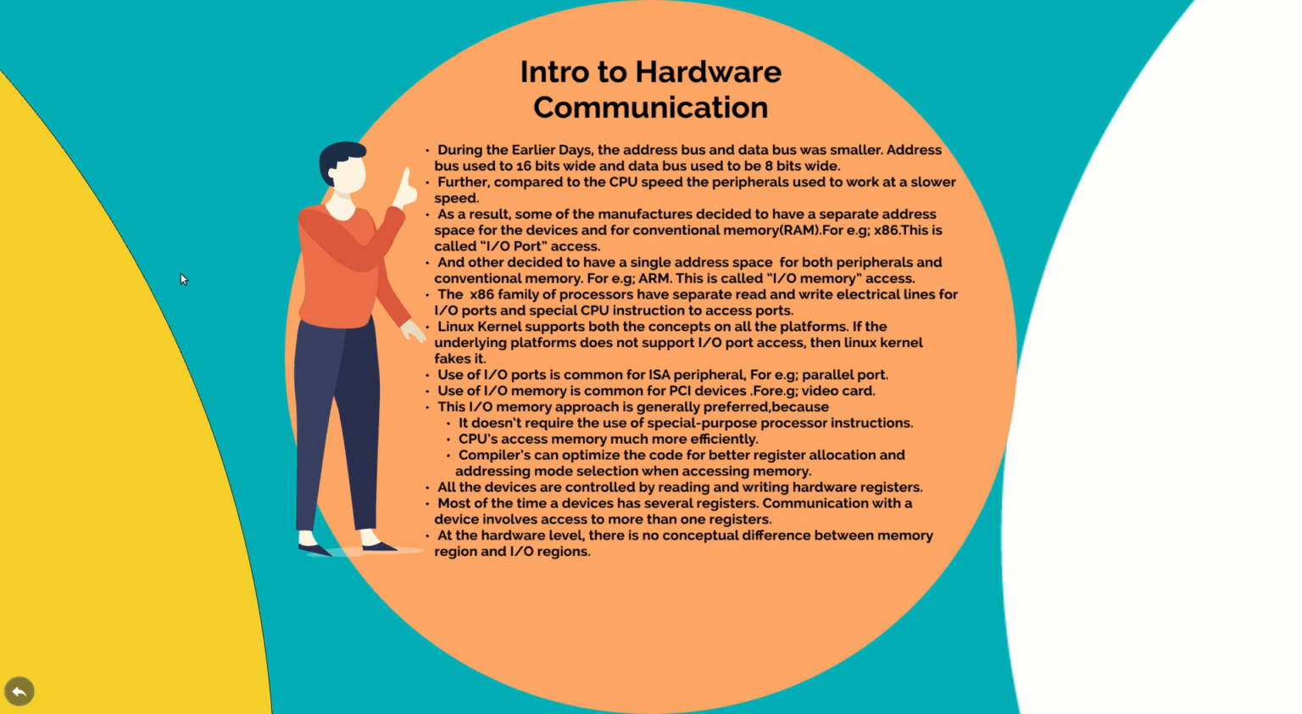As a result, some manufacturers decided to have a separate address space for the devices and the conventional memory, which is nothing but RAM. For example, x86, like a laptop or computer motherboard. That is the x86 processor. This is called IO ports access. Another approach was to have a single address space for both peripheral and conventional memory. For example, ARM. This is called IO memory access.